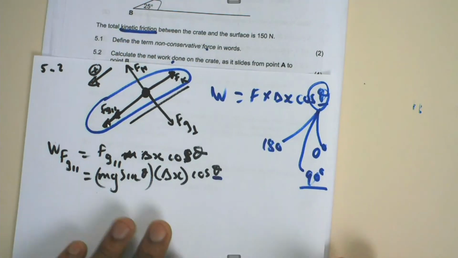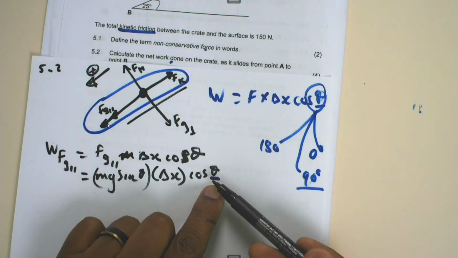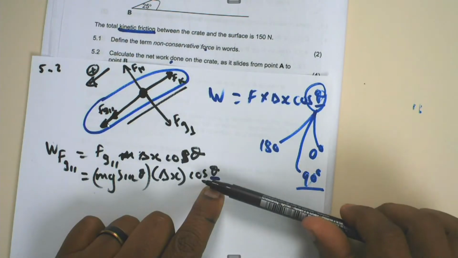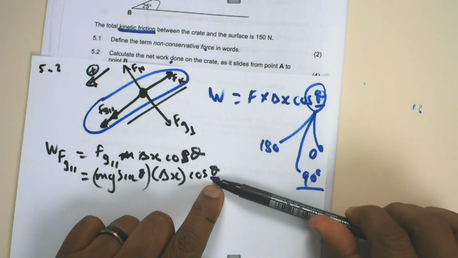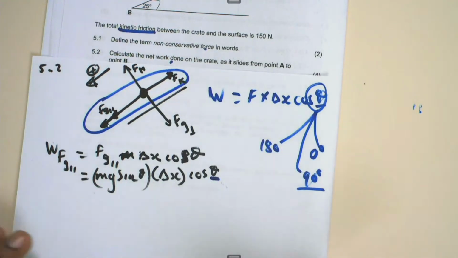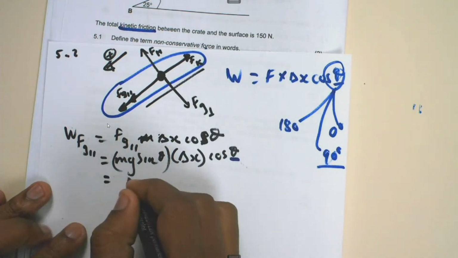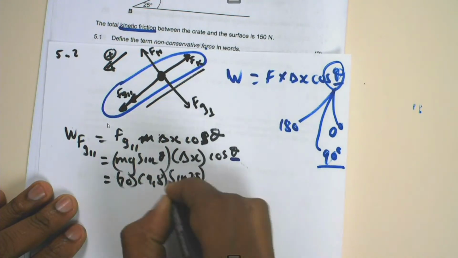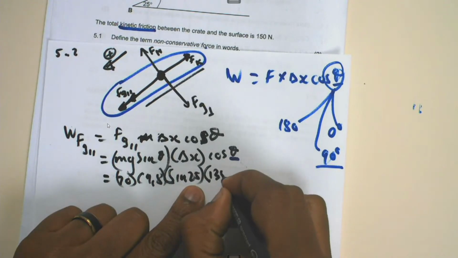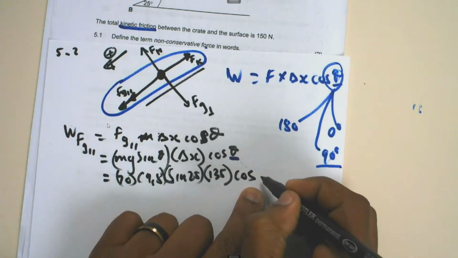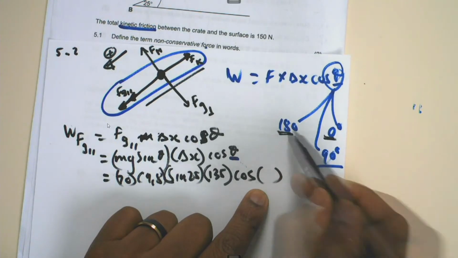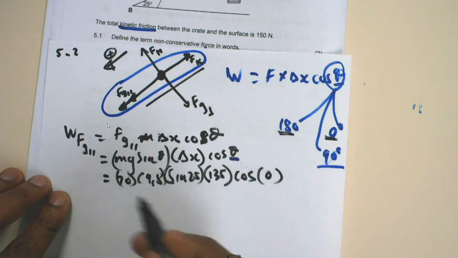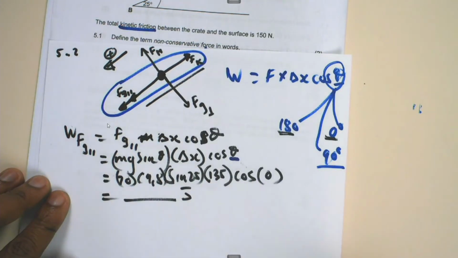So I don't want us to be using a lot of conversions and other information that is given to us. The only thing when I substitute here should be 0 or 180, depending on the direction of the force. So in this case, I will have my mass of 70, 9.8, then sine of 25, multiplied by 135, and then the cos of either 0 or 180. But FG parallel is now in the same direction as the displacement, so it will be 0. Then I will get my answer in joules.